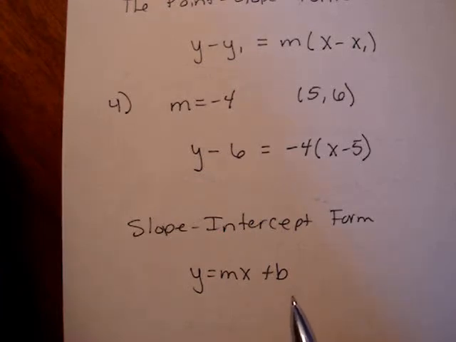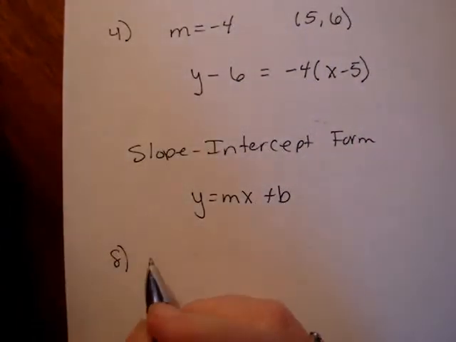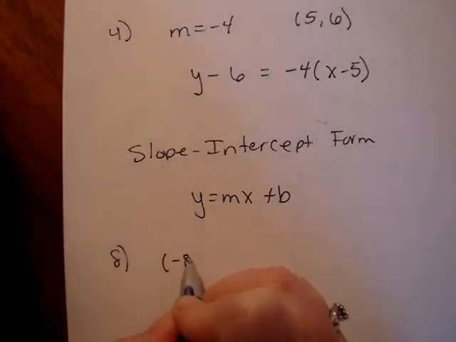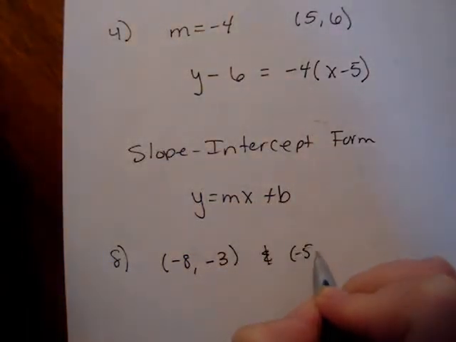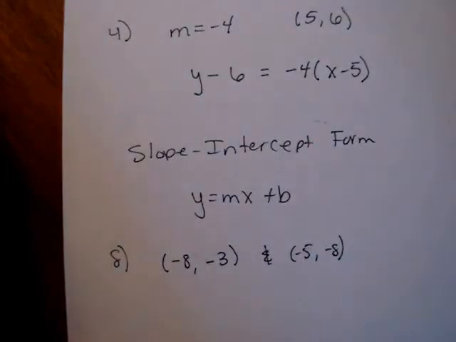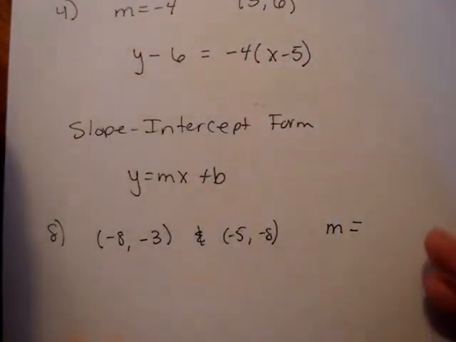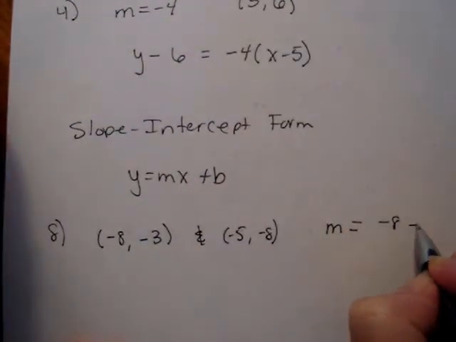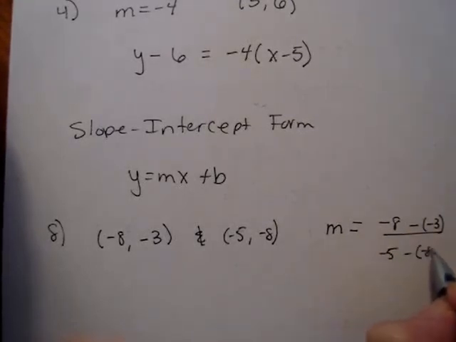Okay, so since it's that easy, I'm going to do number 8. Number 8 says, use the given conditions to write an equation for the line in slope-intercept form. And the given conditions on number 8 is that this line passes through the points -8, -3, and -5, -8. So the first thing I need to do is find the slope. Okay, so the slope is going to be, let's see, -8 minus a -3 over -5 minus a -8.